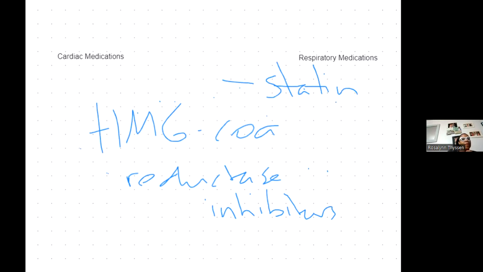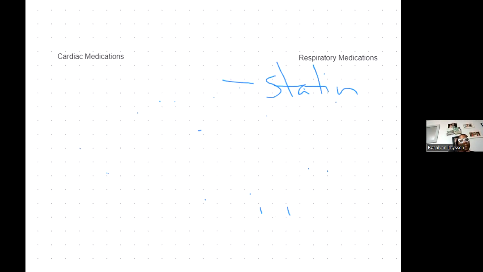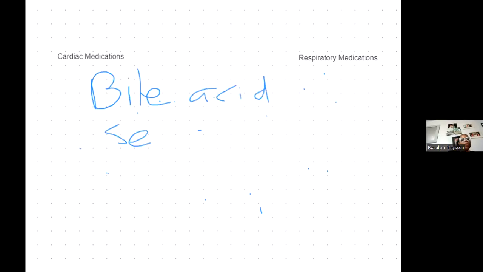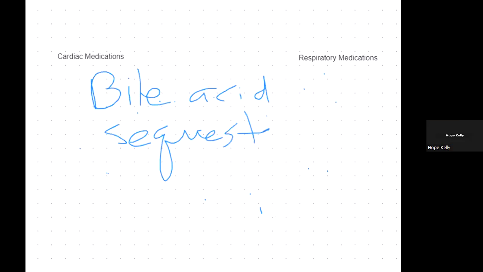Now we have another class of medication called bile acid sequestrants. Okay. Bile acid sequestrants. How do these medications work? Do they decrease the production? They help the body lose cholesterol. Correct. They help the body lose cholesterol. How does it lose cholesterol? It eliminates it from the stool. Right, through the bowel.